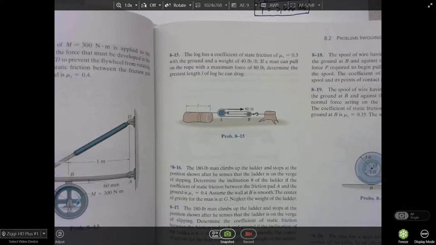Okay, so we've got this log. It says it weighs 40 pounds a foot. It says a guy can pull on the rope with a maximum force of 80 pounds. Determine the greatest length of log he can drag. And the static is 0.3.